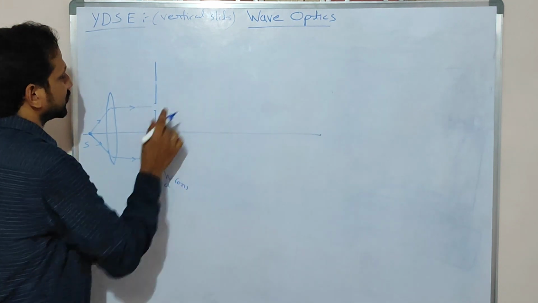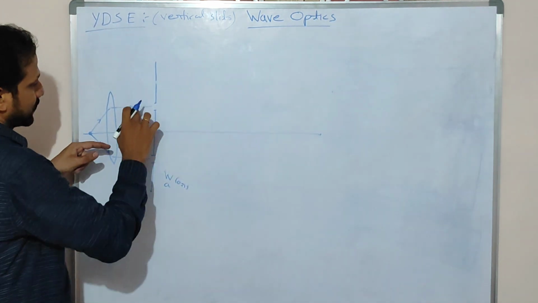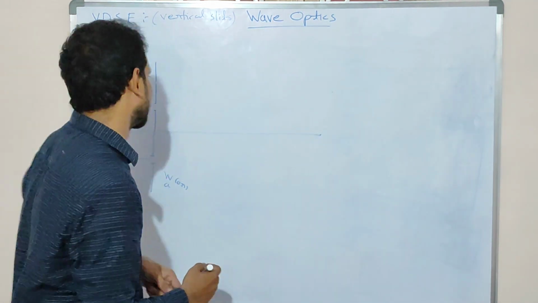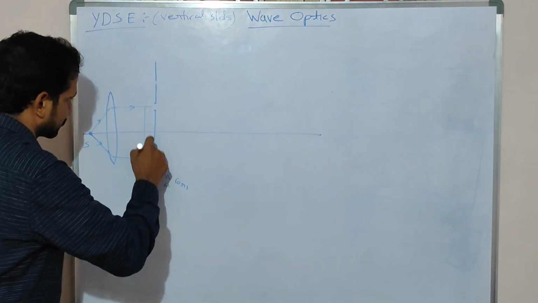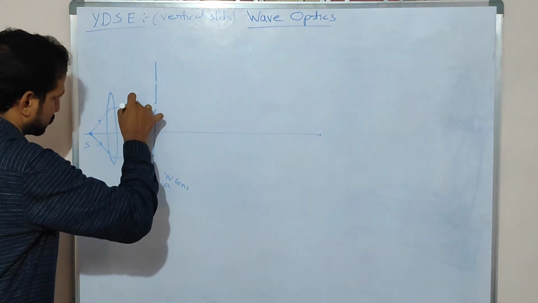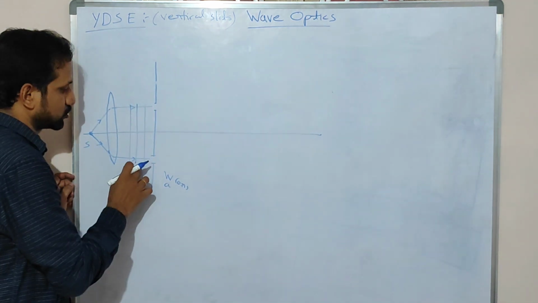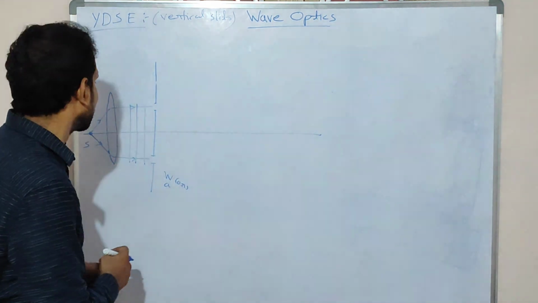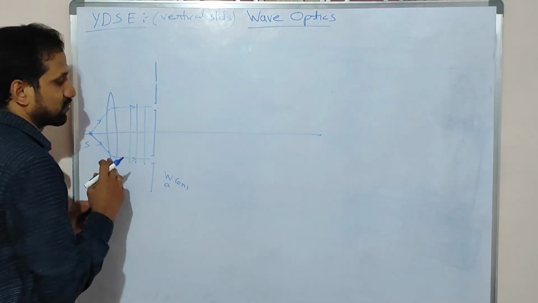So definitely here is a parallel beam. Parallel beam meaning the wavefront is a plane wavefront. This is the wavefront, wavefront 1, 2, 3. How many such wavefronts are possible? Infinitely many, it depends on your patience. So these are the wavefronts which are plane.